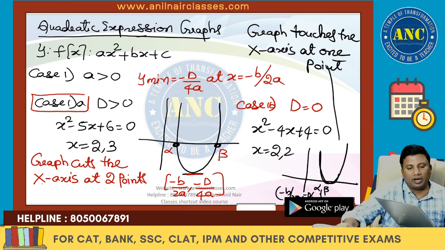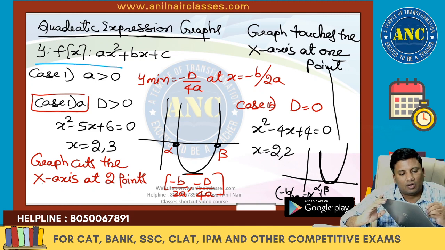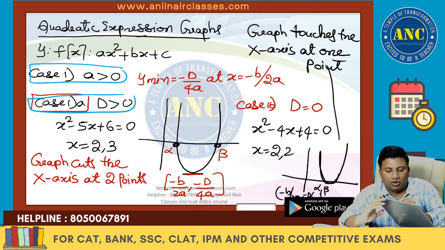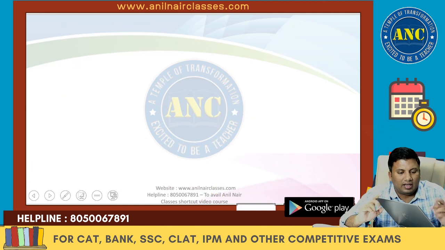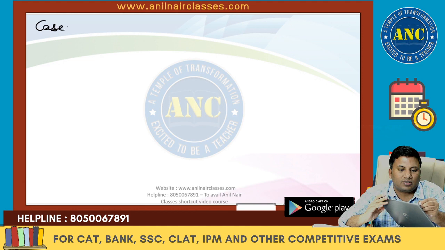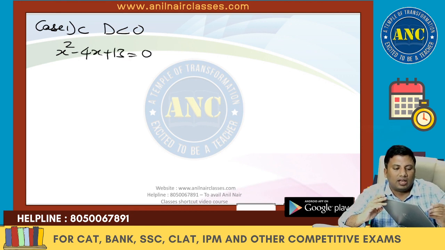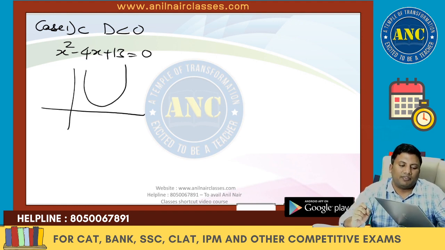Case 1 we are doing when a is greater than 0. 1a, d greater than 0. 1b, d is equivalent to 0. Similarly, case 1c, then we will conclude it. Case 1c, which is d less than 0. If it is x square minus 4x plus 13 equivalent to 0, graph cannot touch the axis, the graph will be above.